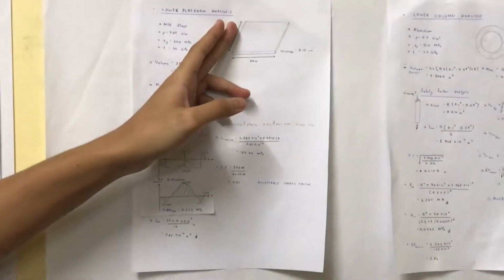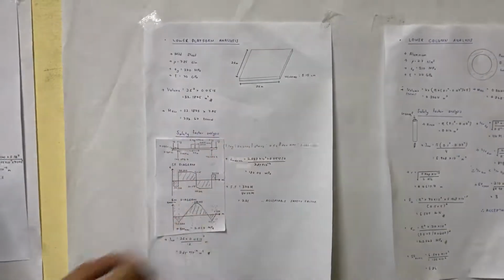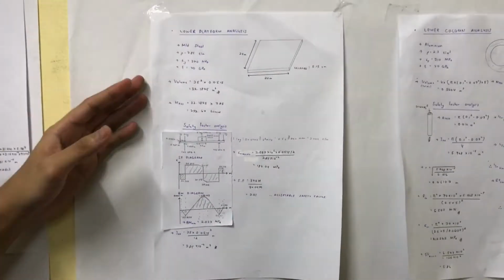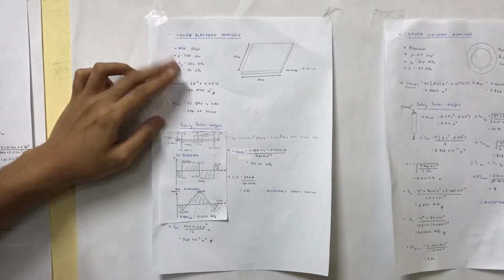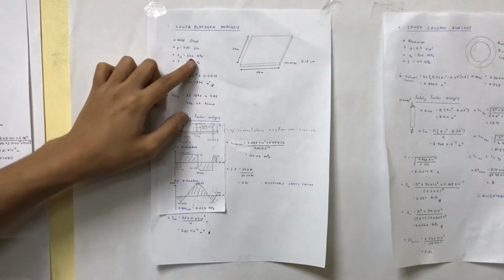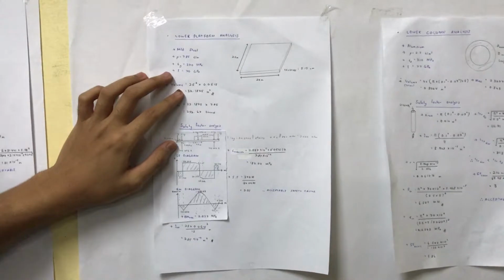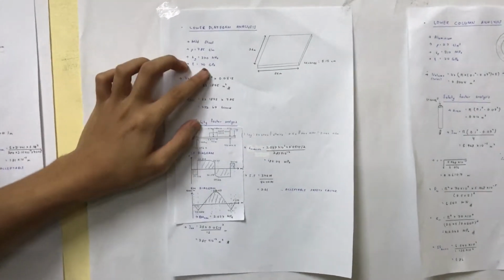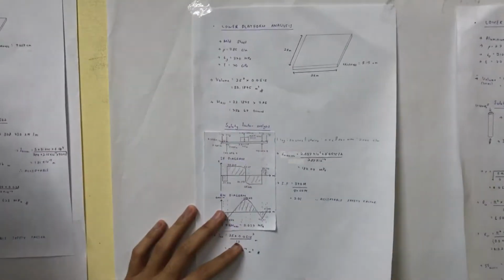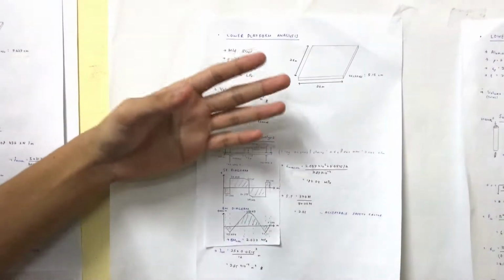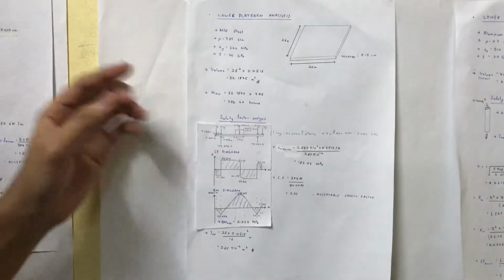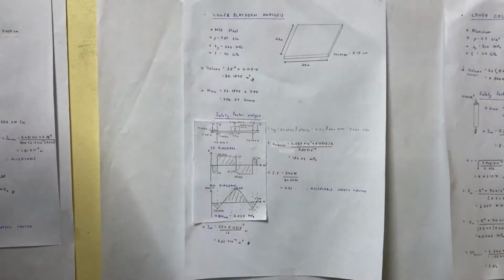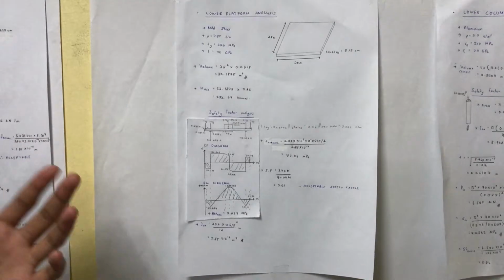For the first one, lower platform analysis. The lower platform is made of mild steel. The density is 7.85. The yield stress is 370 megapascal, and the modulus of elasticity is 70 gigapascal. As we can see, the dimension of the platform is 25 meter wide, 25 meter breadth, and the thickness is 5.115 centimeter.